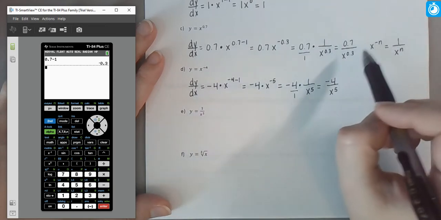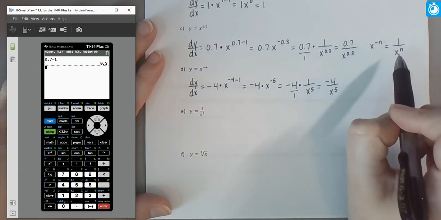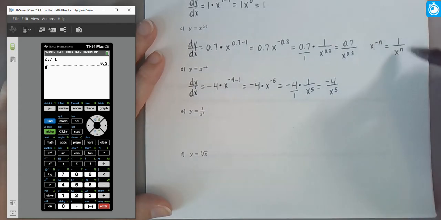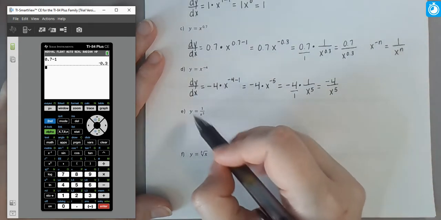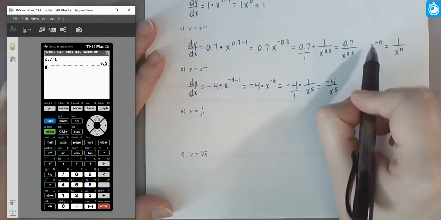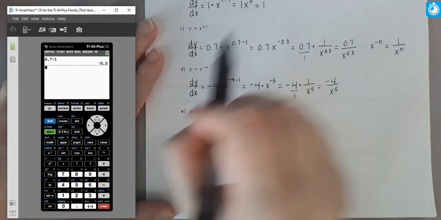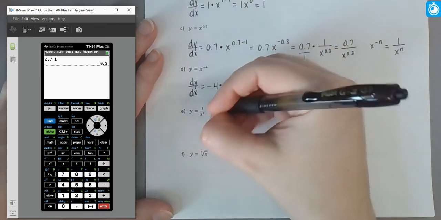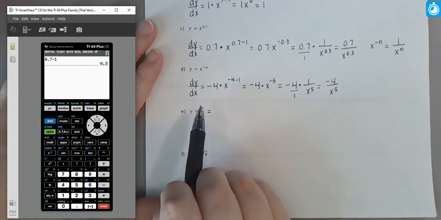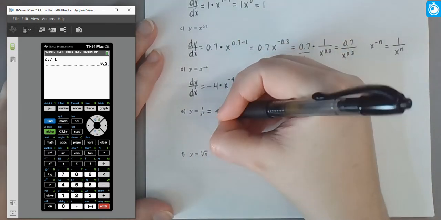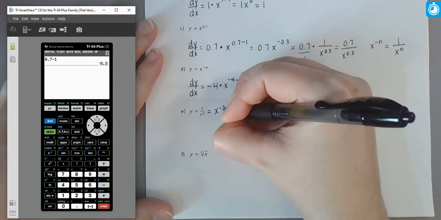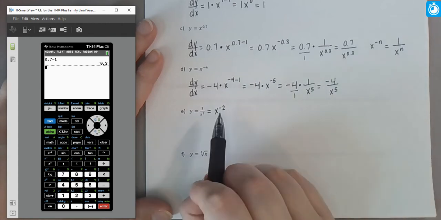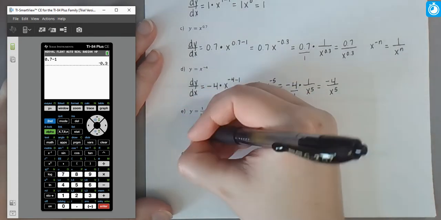But if we were to use this particular rule, this definition of a negative exponent, use it backwards. In other words, take something of the form that we have right here, and convert it to a negative exponent, well, then we'll have a function for which we can use the power rule. So 1 over x squared could also be written as x to the negative 2, again, if we were to use this conversion backwards. And once we have it in this form, we can take the derivative.